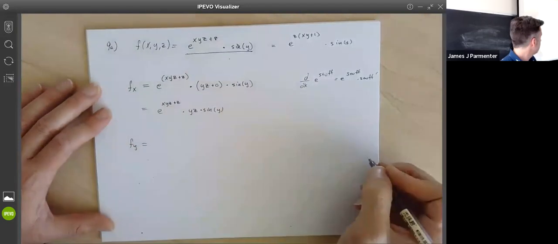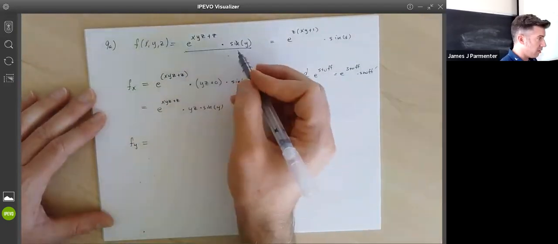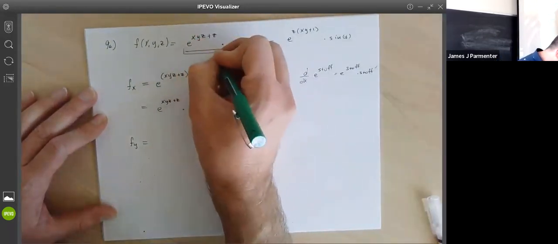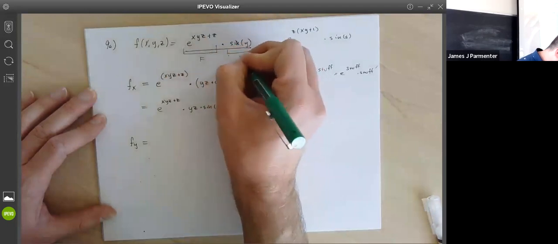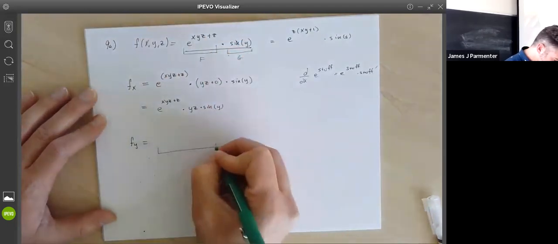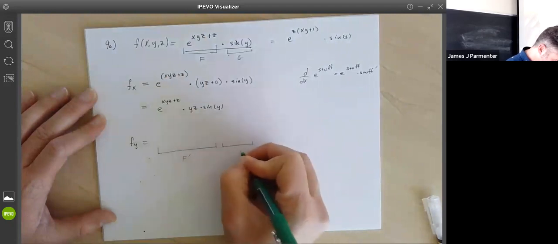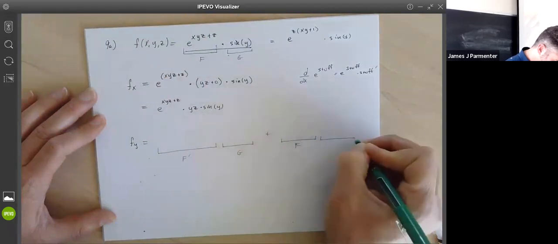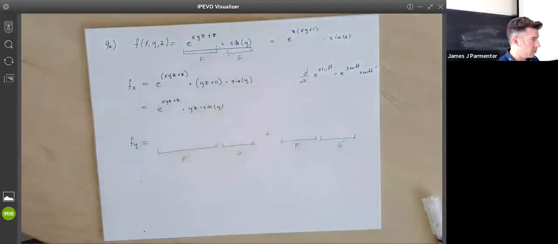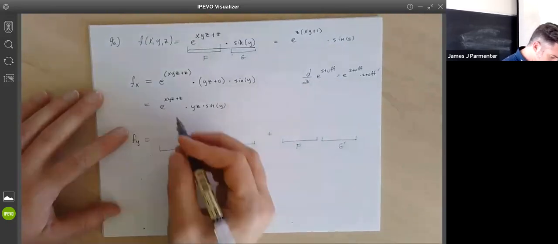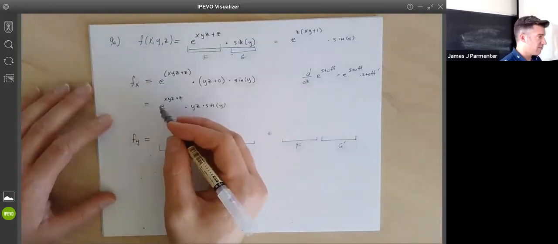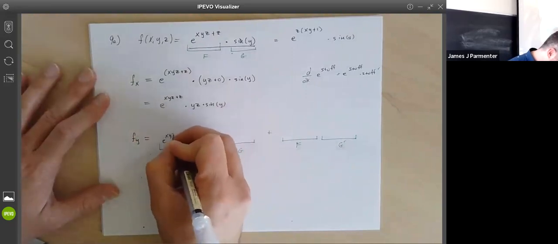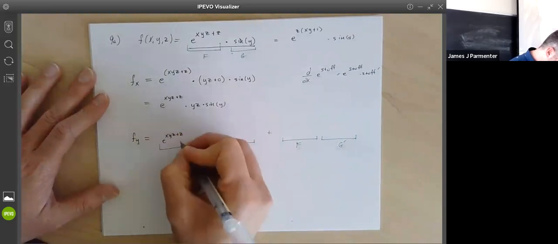Fy is a little worse because now I have a function of y times a function of y. So for this problem, I'm going to think of this as my f and this as my g. And I know I'm going to need an f prime times a g plus an f times a g prime. All right, product rule. I'm setting expectations here. So the derivative of this part is going to be virtually the same as it was before. The derivative of e to the stuff is e to the stuff times the derivative of that stuff.